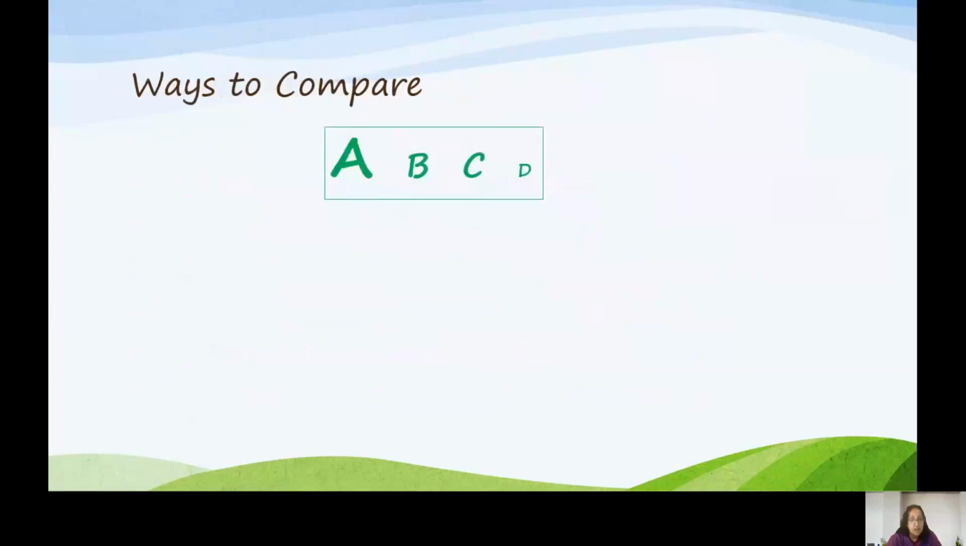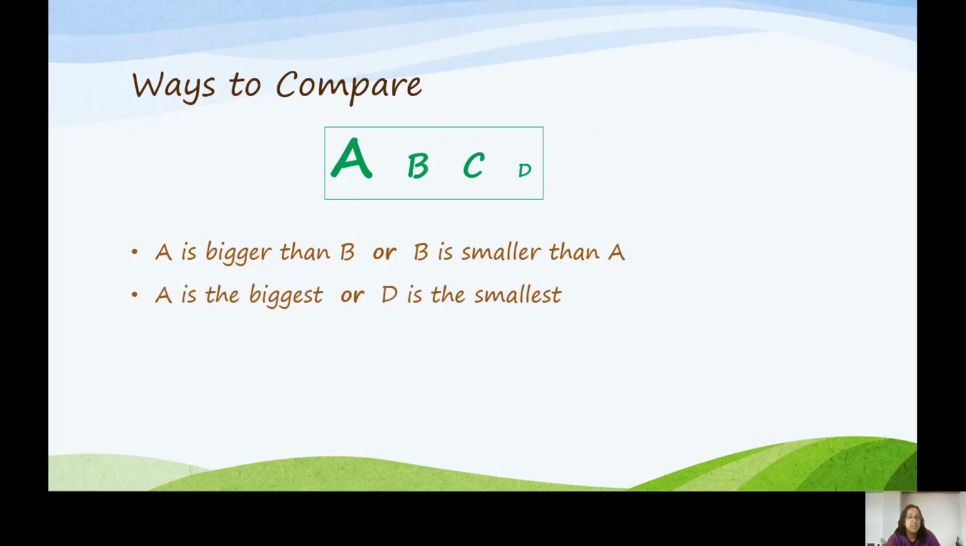So there are other ways that we can compare as well. If we look at these letters, we can see that A is very big, B and C are medium-sized and they are the same, and D is very small. So to compare these letters, we can say A is bigger than B, or B is smaller than A, to use the opposite adjective. A is the biggest, or D is the smallest.